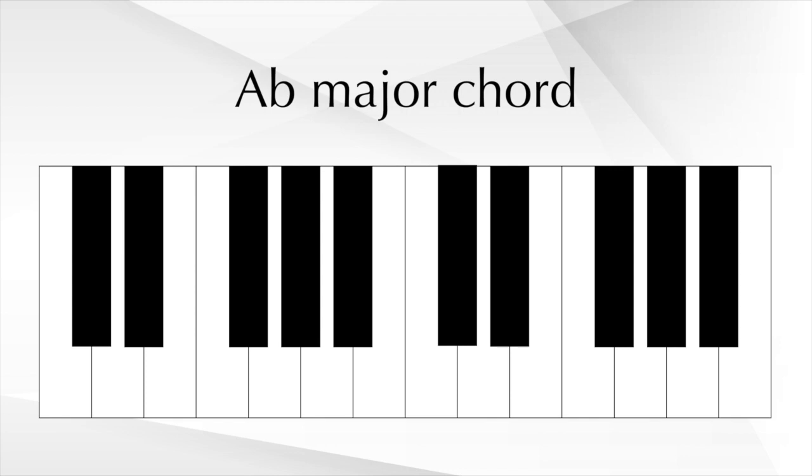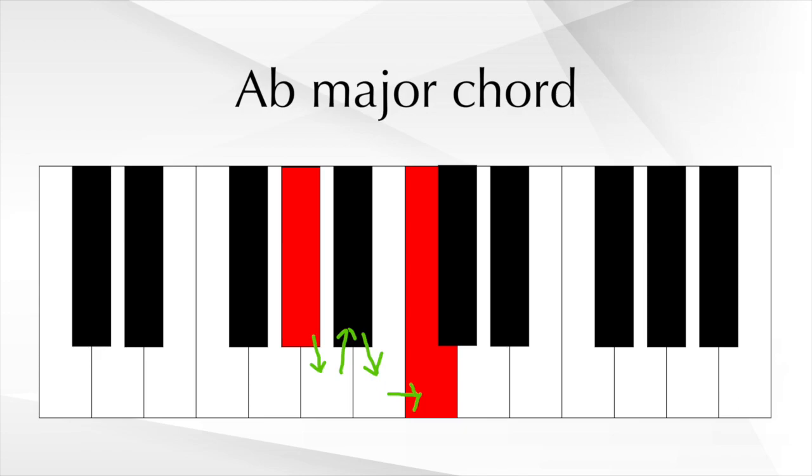Let's take the A flat major chord as another example. As usual, the first note is A flat. The second note is 4 semitones above the first note, and we can deduce that the second note is C. The third note is 3 semitones above the second note, and we can thus deduce it as E flat. And there, the three notes in the A flat major chord are A flat, C, and E flat.